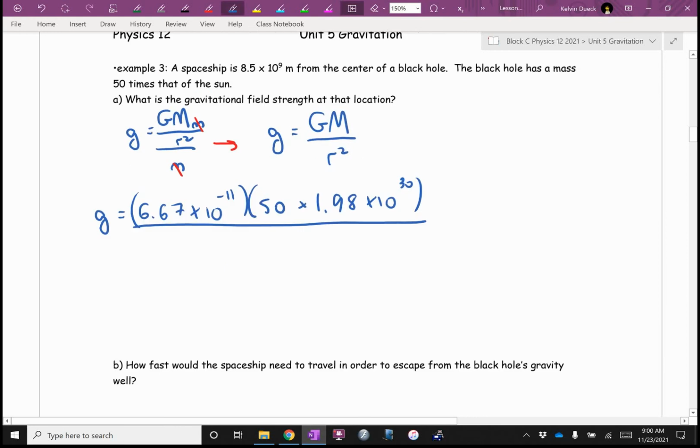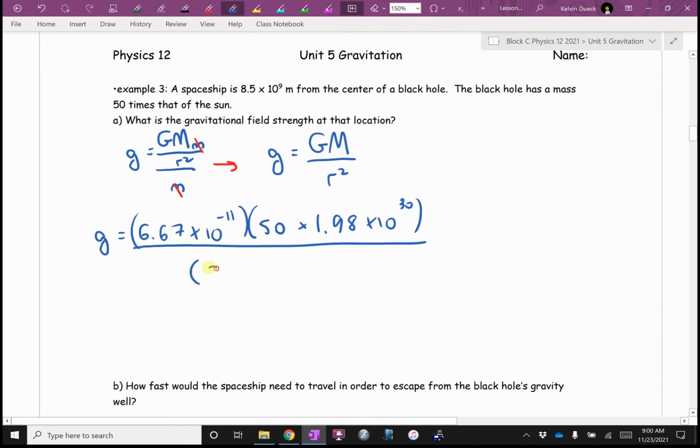This is going to be, what was the radius? 8.5 times 10 to the 9th. Don't forget the squared. What's the gravitational field strength here? 91 newtons per kilogram. Anybody else? Roughly, very roughly, 9 Gs.